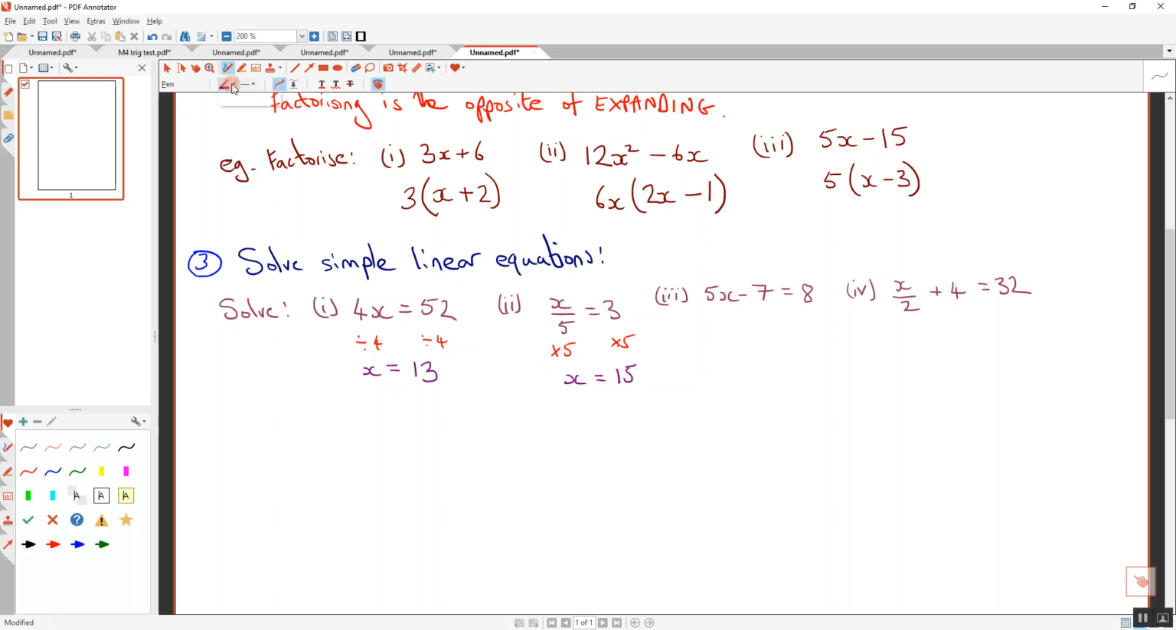These next ones are 2 steps. The first thing that you have to do is add 7 to both sides. Yep. So once you do that, it ends up as a one step.